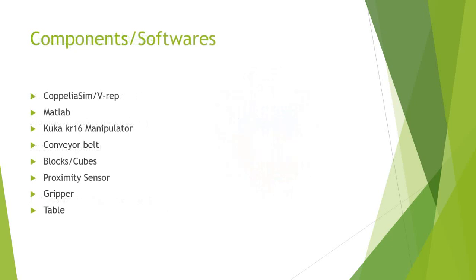We will be using CoppeliaSim or VREP for simulations of the project, MATLAB for the coding and programming of the project, and the KUKA KR16 manipulator for the picking and placing of the objects from the conveyor belt. Blocks are the objects which will be picked from the conveyor belt, and a proximity sensor will be used for the detection of the objects on the conveyor belt. The gripper is the end effector of the manipulator which will be used for holding the objects from the conveyor belt, and the table is the final destination where we have to place the objects.